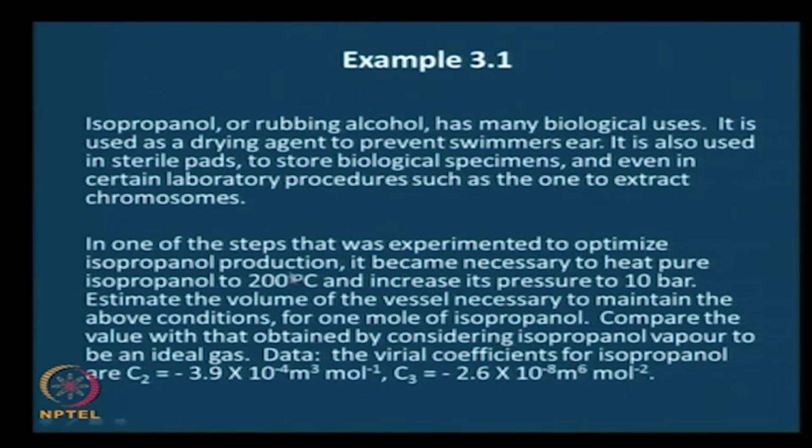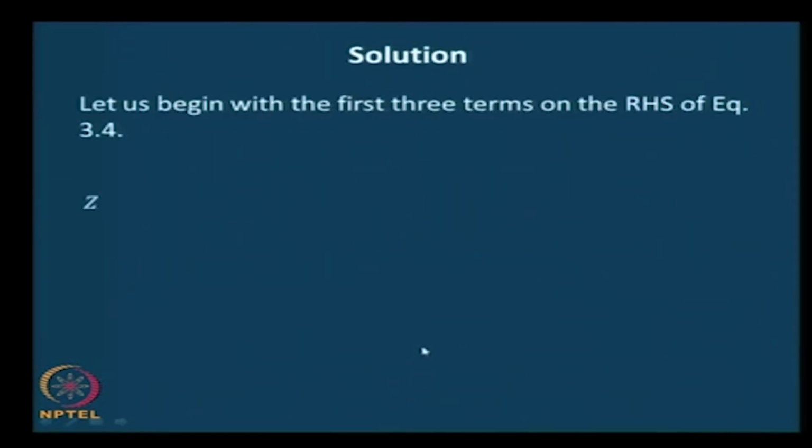This was the problem regarding isopropanol, and we said that we are looking at isopropanol at 200 degrees C and 10 bar, and we needed to estimate the volume of the vessel necessary to maintain the above conditions for 1 mole of isopropanol. Therefore, you have pressure, temperature here, and you are asked to find the specific volume or the molar volume for 1 mole, and the virial coefficients in terms of the volume expansion were given, C2 and C3 were given, and then after a couple of hints we went ahead with the solution.